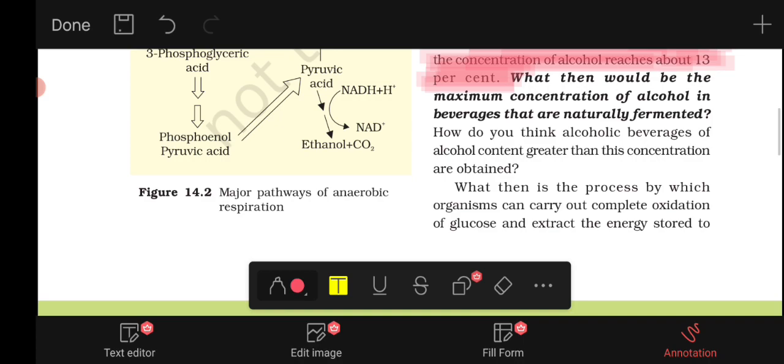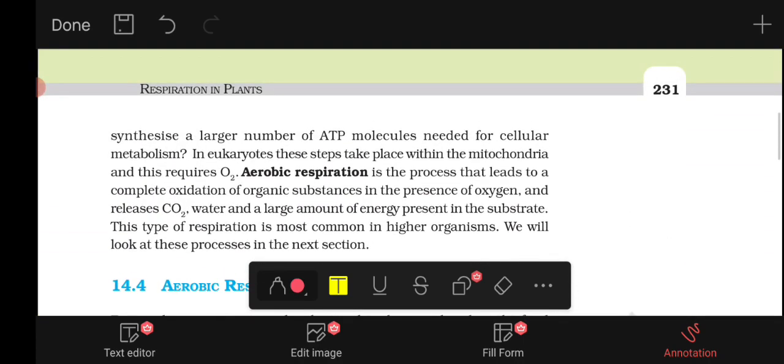This is by distillation. What then is the process by which the organism can carry out complete oxidation of glucose, extract the energy stored in the glucose, and synthesize a large number of ATP molecules? We know that in fermentation only 2 ATPs are synthesized, and less than 7% of the energy stored in glucose is released, and not all of it is stored as ATP. But in complete oxidation, that is aerobic respiration, a large number of ATPs are synthesized, and they are needed for cellular metabolism. In eukaryotes, these steps take place within the mitochondria and require O2.